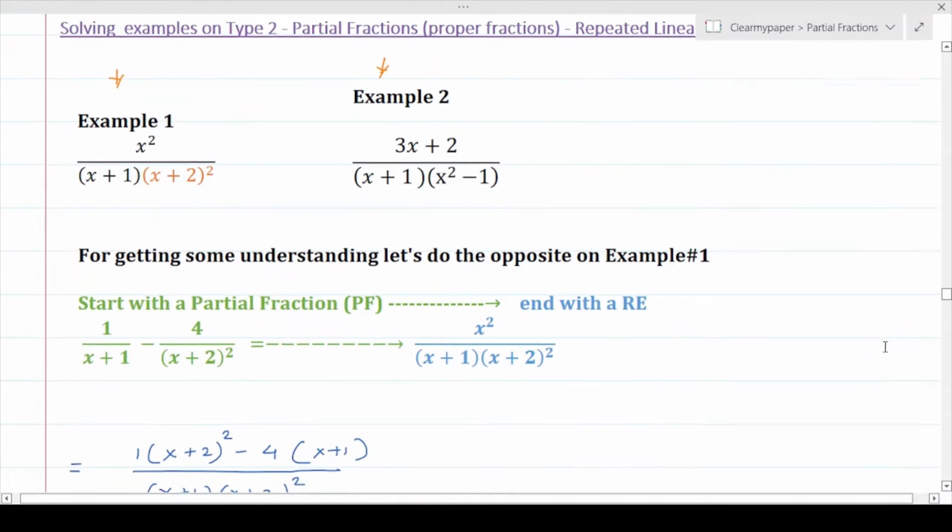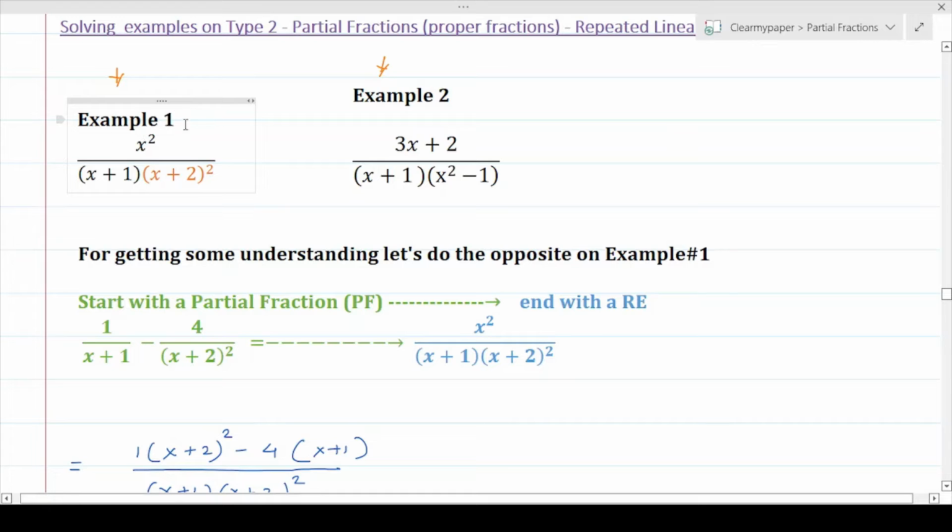So let's get started. Let's take example 1 over here. What we will do is the opposite. We will not start from the rational expression, which is what we will eventually do for solving partial fractions. But just for the sake of understanding and getting some intuition on this example, we'll start with the answer first. This is the answer I'm telling you up front, whichever is in the green color. Once you decompose this rational expression, that will be your answer.